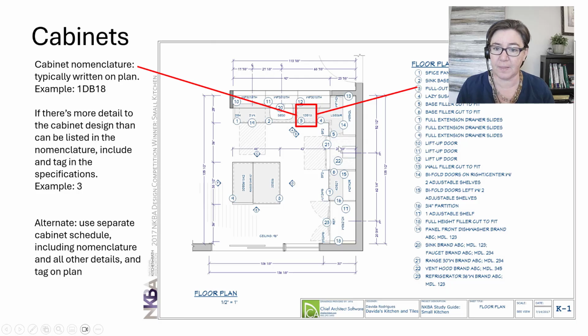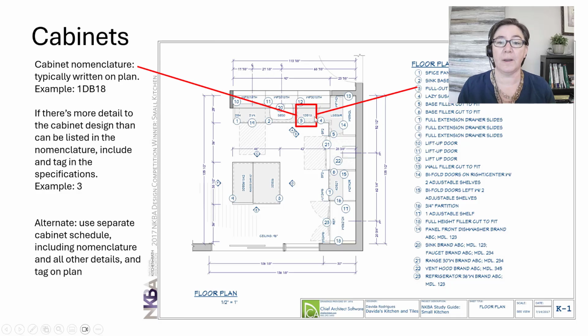Right, and you can see that as we look around on this plan, several of them have that nomenclature right on there. Okay. Now, if there is more detail than you can write in the nomenclature, go ahead and tag that. Notice number 3 right here, and list it in the specifications. So we already know that it's 1DB18. You put the number 3 here, and it says it's a pull-out double trash. Okay.